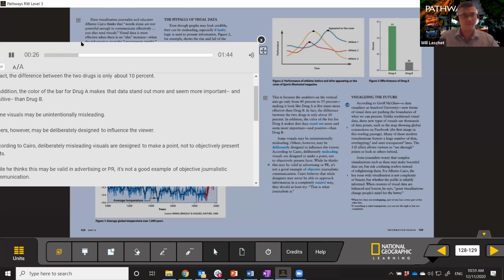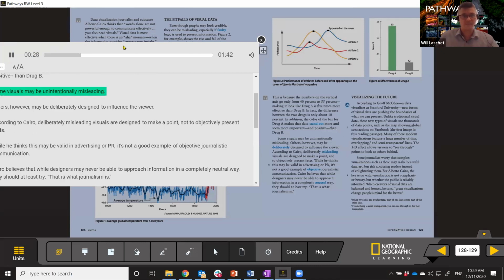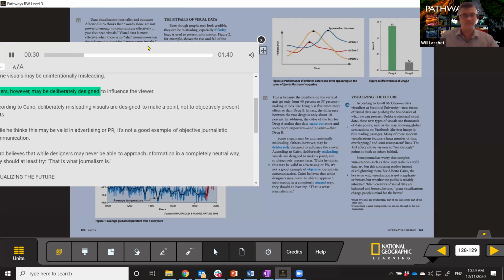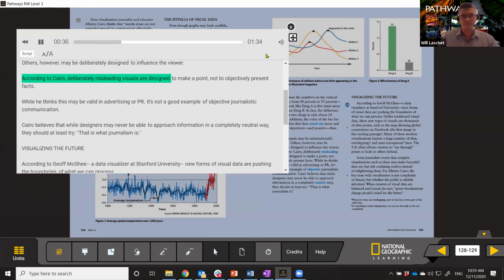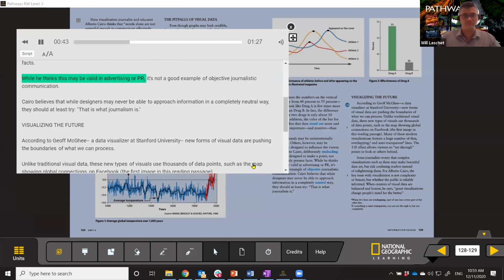Some visuals may be unintentionally misleading. Others, however, may be deliberately designed to influence the viewer. According to Cairo, deliberately misleading visuals are designed to make a point, not to objectively present facts. While he thinks this may be valid in advertising or PR, it's not a good example of objective journalistic communication.